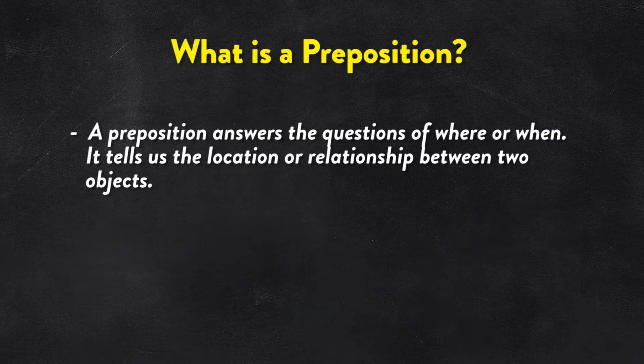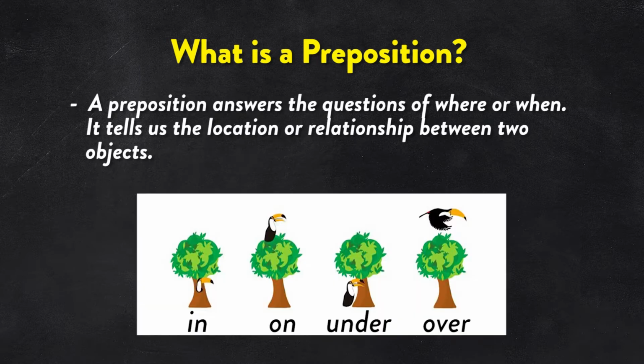Now, a preposition answers the questions of where or when. It tells us the location or relationship between two objects. And like we were identifying just now, when we looked at the pictures, for each of them we could say something about where the bird was. So here we are dealing with the where questions. Where was the bird, or where is the bird?